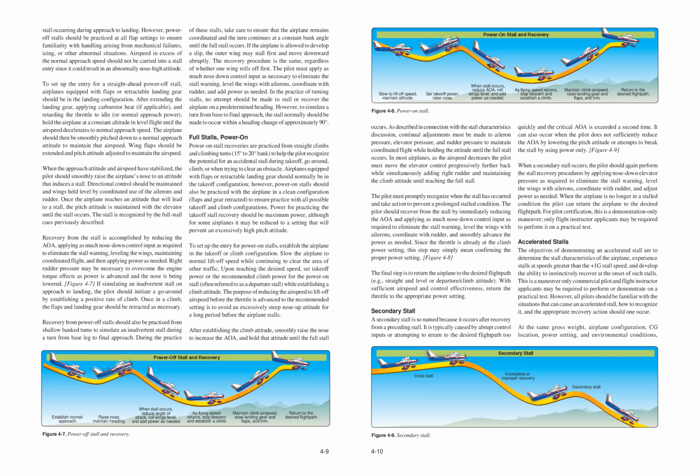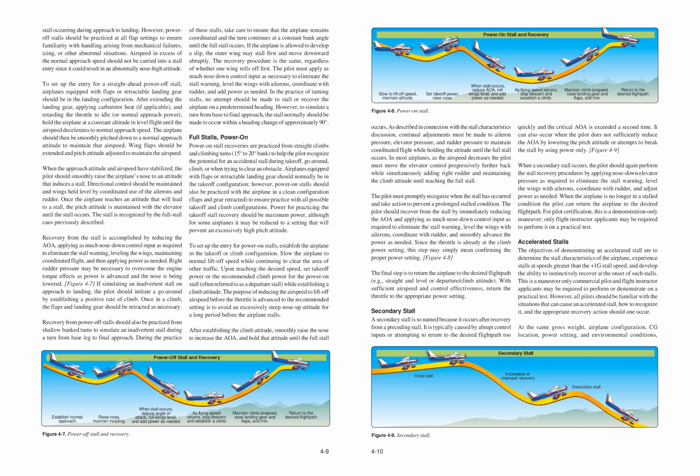As described in connection with the stall characteristics discussion, continual adjustments must be made to aileron pressure, elevator pressure, and rudder pressure to maintain coordinated flight while holding the attitude until the full stall occurs. In most airplanes, as the airspeed decreases, the pilot must move the elevator control progressively further back while simultaneously adding right rudder and maintaining the climb attitude until reaching the full stall. The pilot must promptly recognize when the stall has occurred and take action to prevent a prolonged stall condition.